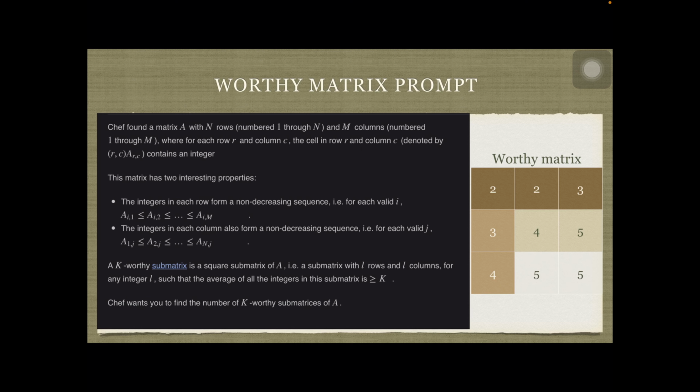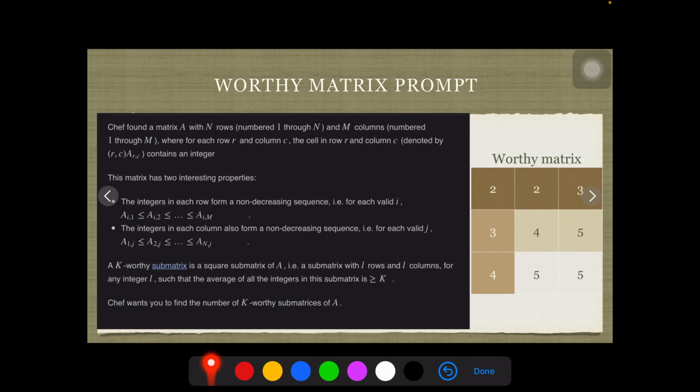Let's begin. Chef found a matrix A with n rows and m columns, where the cell in row R and column C contains an integer. So it's basic, there are n rows and m columns. Here we see a matrix with 3 rows and 3 columns, and every cell has a number in it.